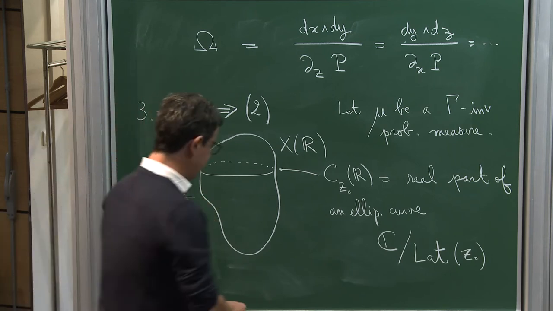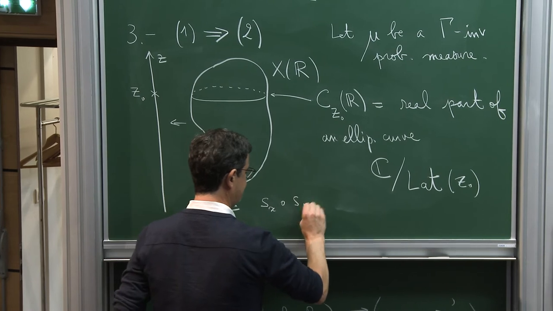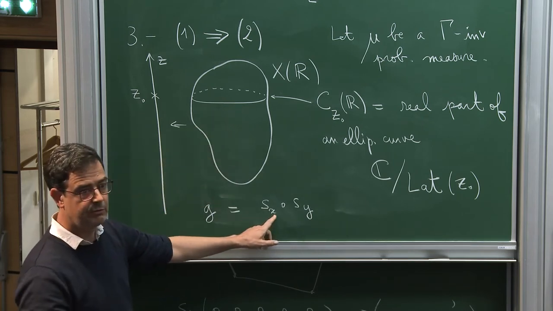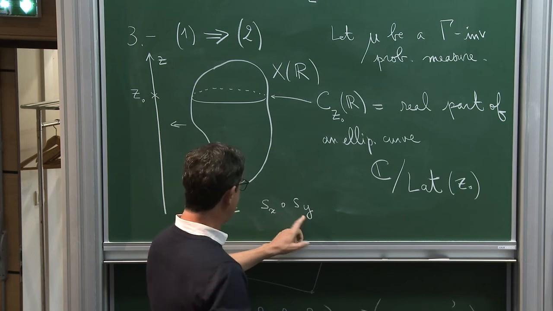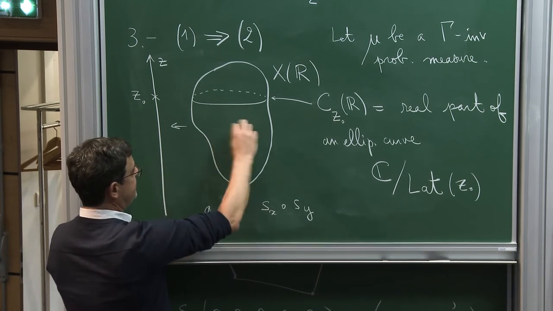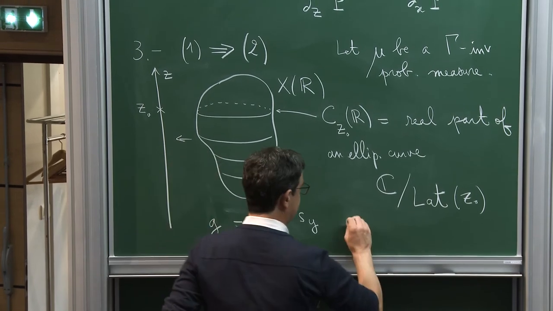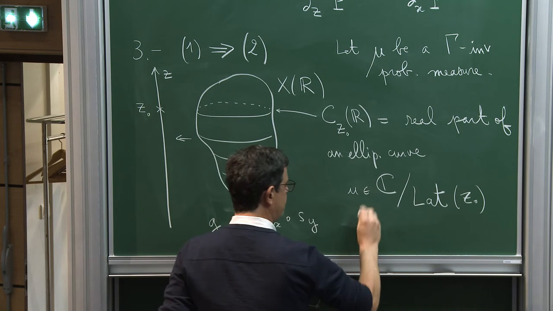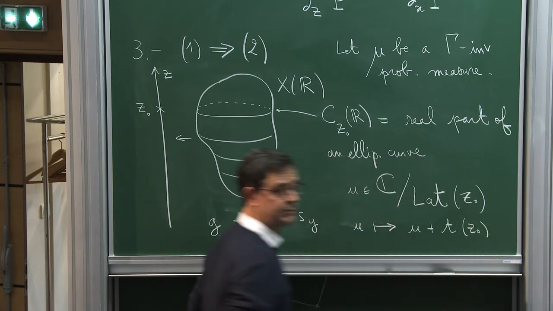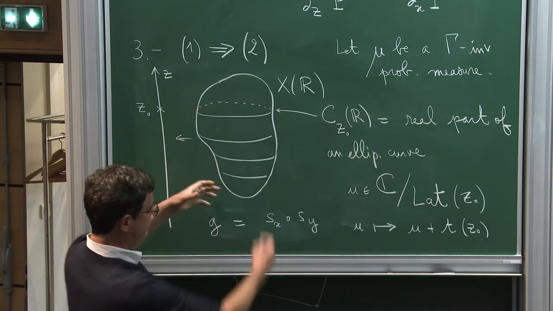Okay. And now, in my group, I can look at g, the automorphism which is a composition of Sx and Sy. So Sx takes a point x,y,z on the surface and moves the coordinate x to x prime, and Sy moves y to y prime too. So both of them keep the z variable unchanged. So this automorphism g preserves this fibration. So it acts on each of these elliptic curves, and it acts as a translation. Say, I use coordinate u on the elliptic curve, so u maps to u plus some t, but t depends on z0 also. Okay. And inside this complex elliptic curve, you have the real part, which is, say, one circle or two circles.